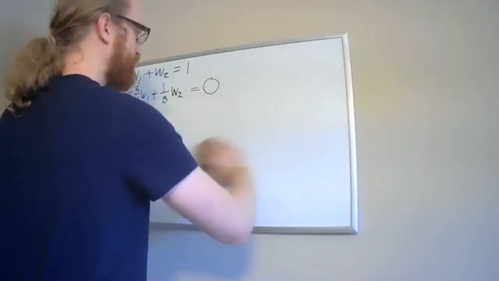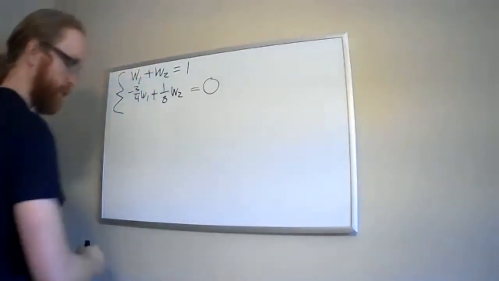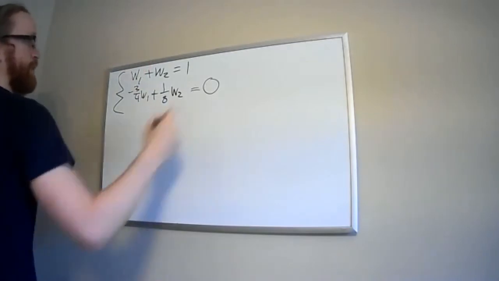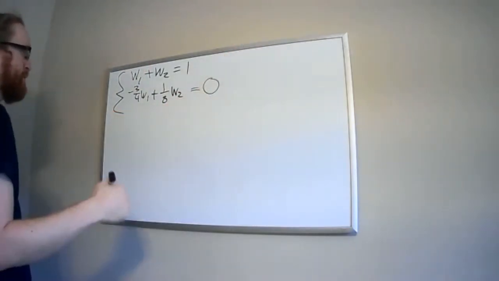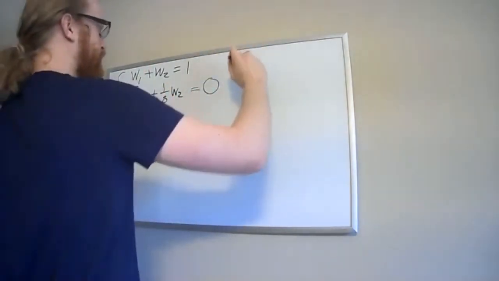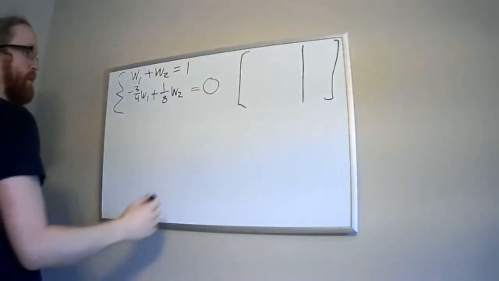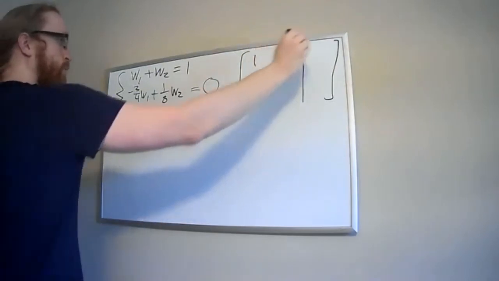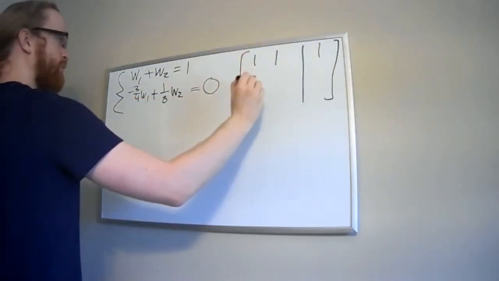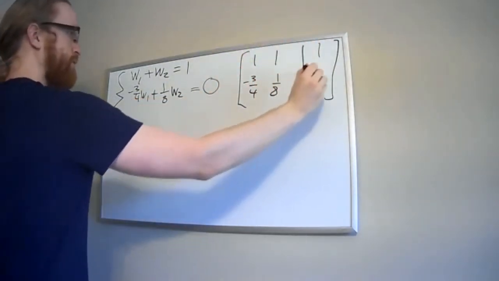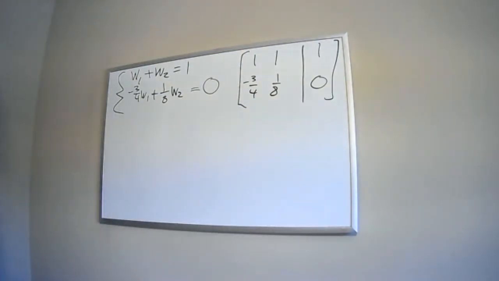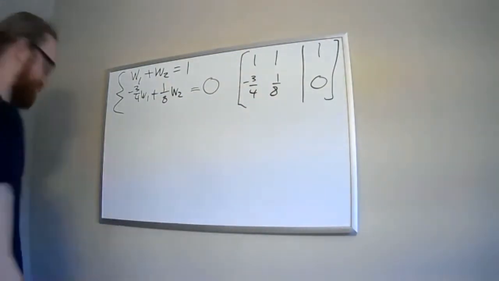And we know how to solve systems. I'll run through this anyway, just because I'm going to do it with matrix methods, because it's good to be practiced on those. So I'm going to convert this to an augmented matrix. It's going to be 1, 1, 1, and then negative 3/4, 1/8, and then 0. And now my goal is to reduce this augmented matrix.